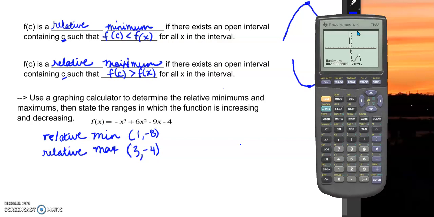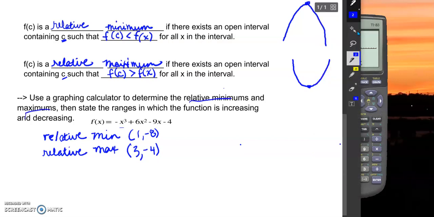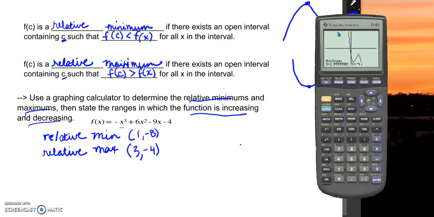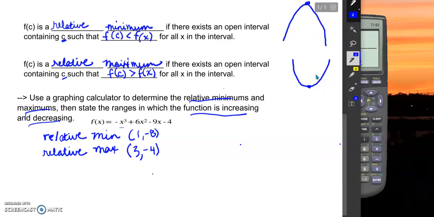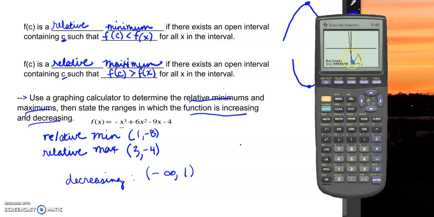So now the question, so we did relative mins and relative max. We did that part of the problem. Now, where is it increasing and decreasing? So each of these mins and maxes break the graph up. So we're going to have one range that goes from -infinity out to our first place where it turns direction, which is this first relative minimum at x equals 1. So our first range is from -infinity up to 1, and that is going to be decreasing. And we can see that from the graph. It's coming down till we reach that point.